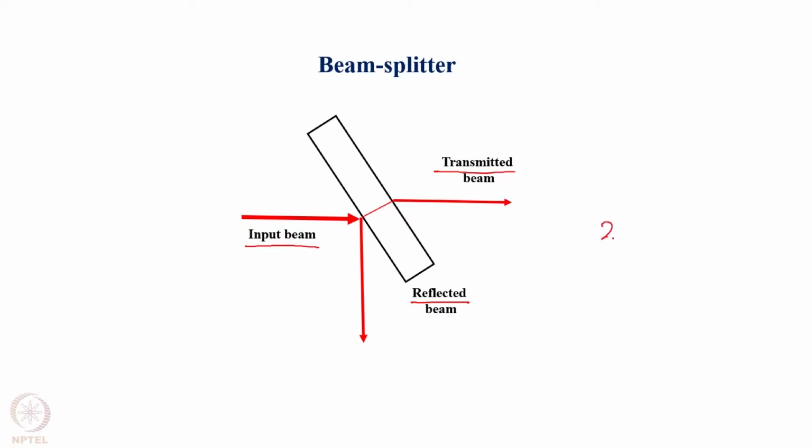So here the one we are using is a 20-80 kind of beam splitter, where 20% of the beam intensity is reflected and 80% is transmitted, and the one which is reflected will be used as the probe beam and the one which is transmitted will be used as the pump. So the pump will be of higher power and the probe will be of lower power.